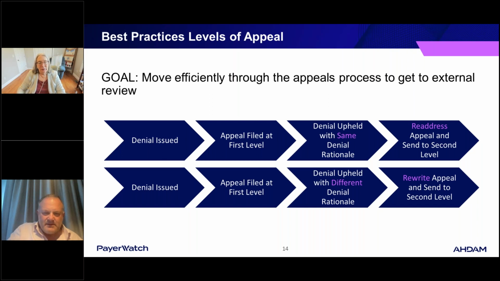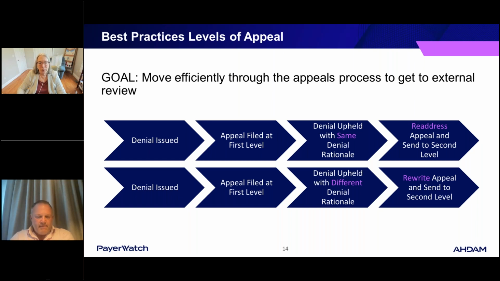Okay, so one of the things that I talk about a lot and that people ask me about is, first of all, being efficient through the appeals process, because we're spending money to try to retain money or get money back into the revenue cycle. So we have to make sure that we're working smartly and efficiently through the appeals process, as well as being effective.